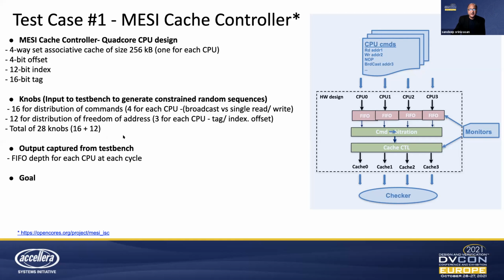Now the output we captured from the test bench was the FIFO depth for each CPU at each cycle, and what we're measuring as the reward function is the average FIFO depth of all 4 CPUs. And our goal is to increase the average FIFO depth across all 4 CPUs.